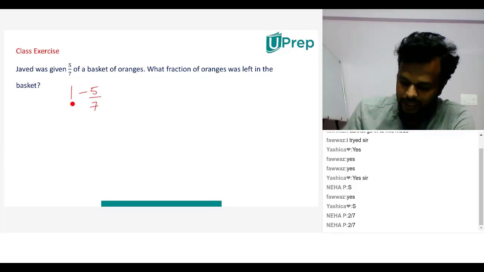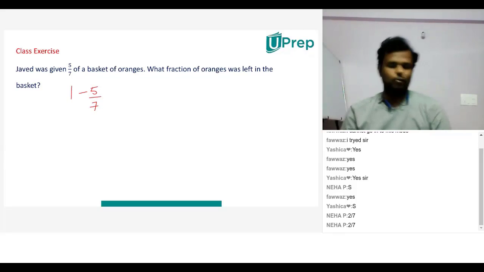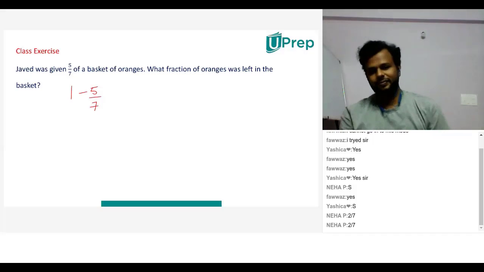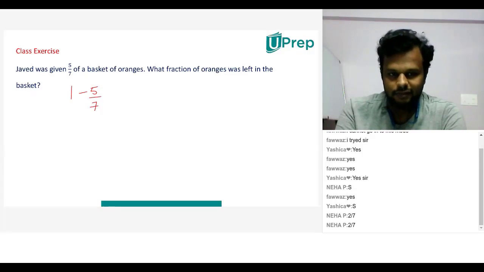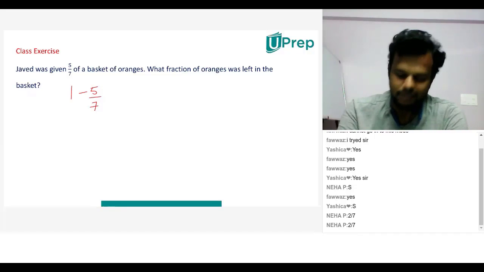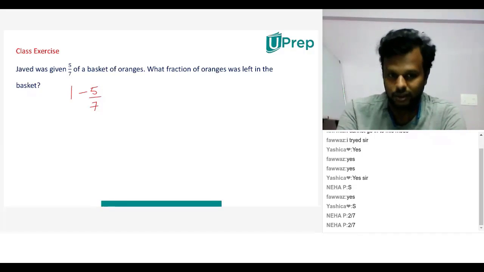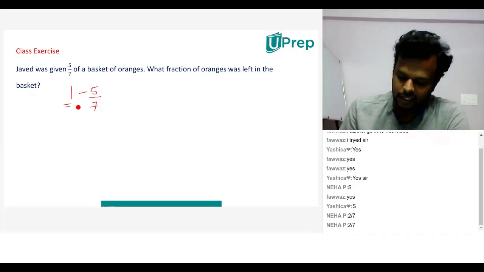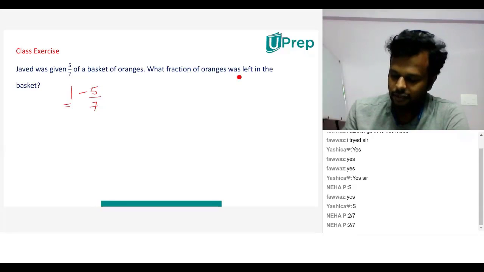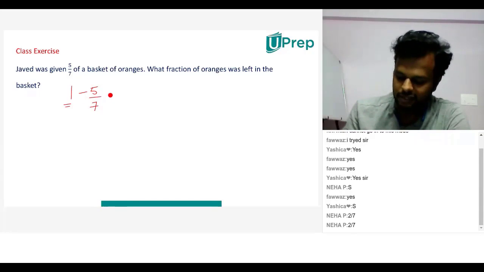Now why we take 1 as the total parts is, you take any fraction, the maximum value of a proper fraction will always be less than 1. We always take the total part as 1, and here he is asking for the fraction of oranges that was left in the basket. So we do 1 minus 5 by 7.